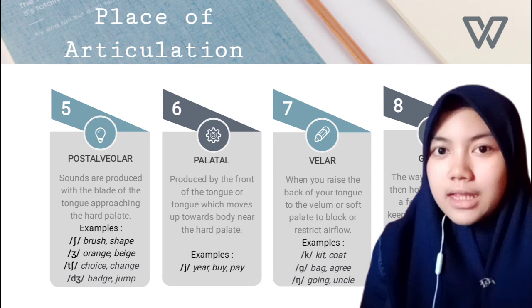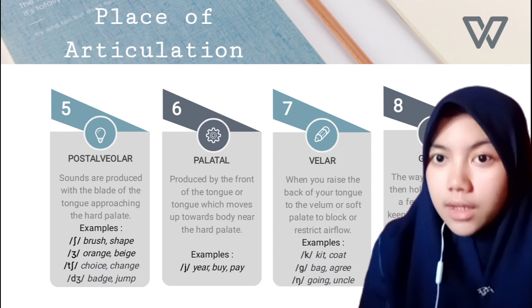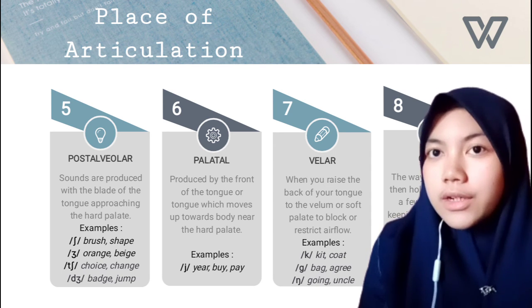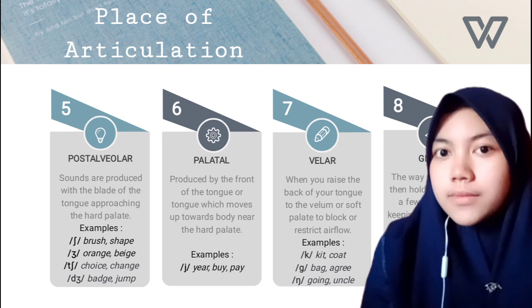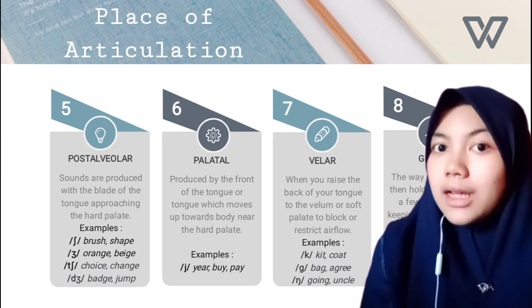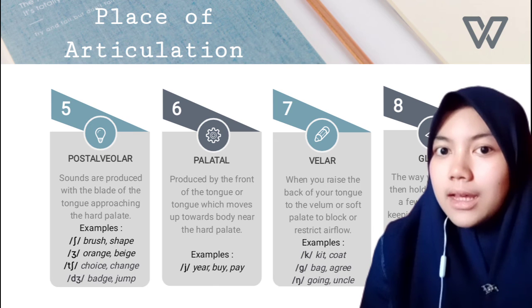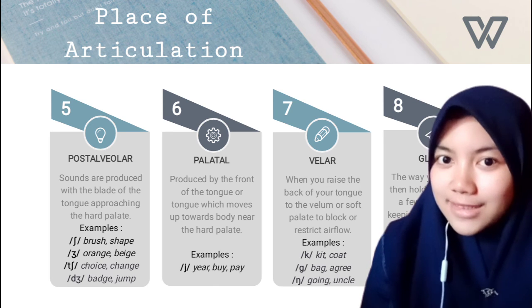7. Velar. You raise the back of your tongue to the velum, or soft palate, to block or restrict airflow. For example, k in kid, coat, g in bag, agree, ng in going, uncle.